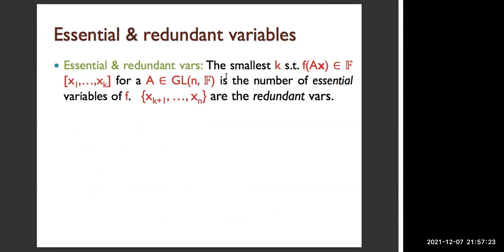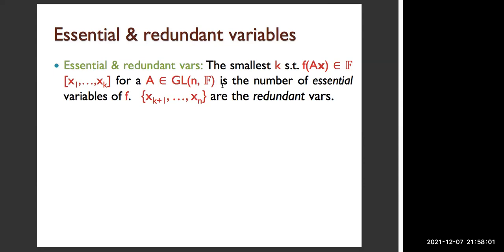So let me just quickly define what redundant variables mean and essential variables mean. The number of essential variables is the smallest k such that f(Ax) depends on only k variables, where A is an invertible matrix. So you can think of it like this: you keep applying invertible transformations to F. Whatever is the smallest number of variables you come up with as you keep applying invertible transformations, that number is the number of essential variables of F, and the remaining ones are redundant.